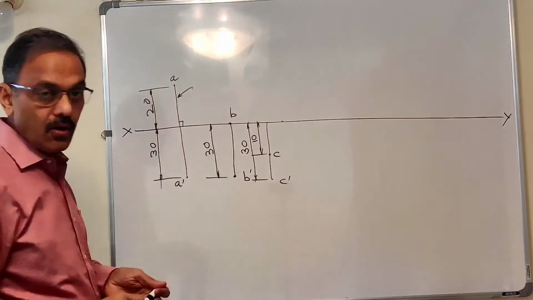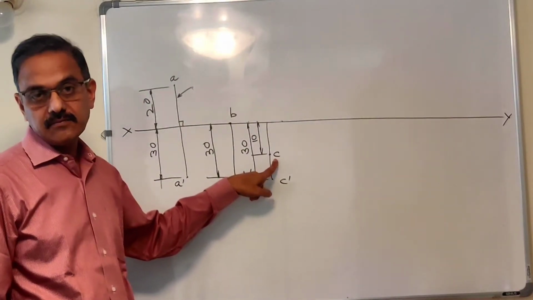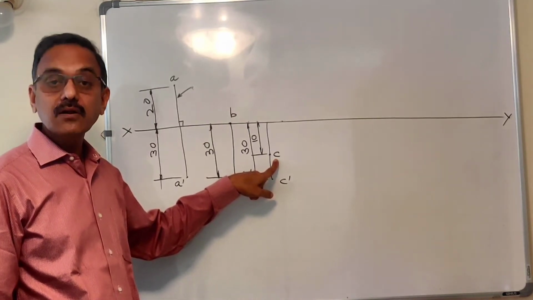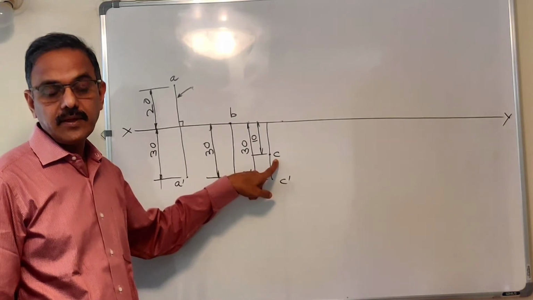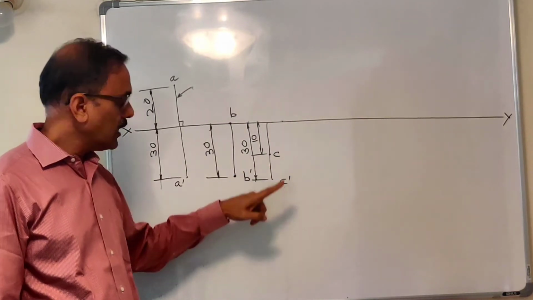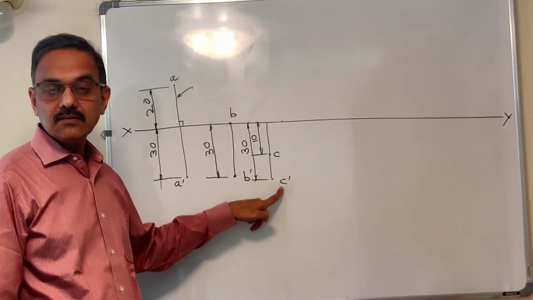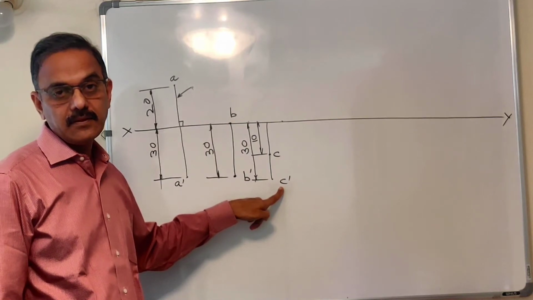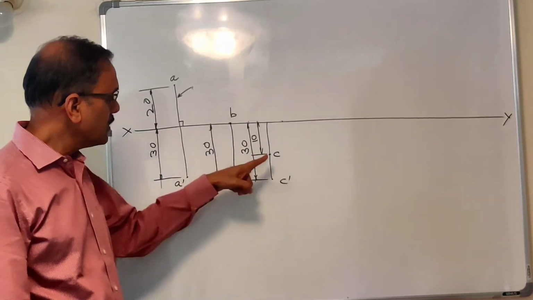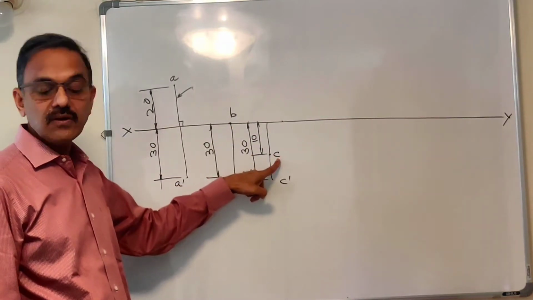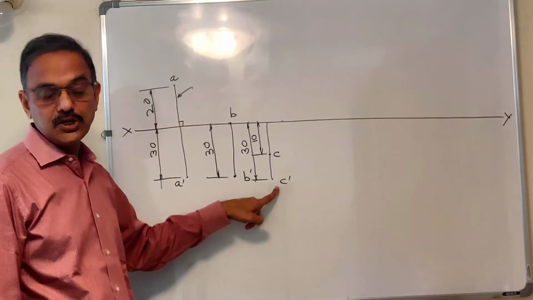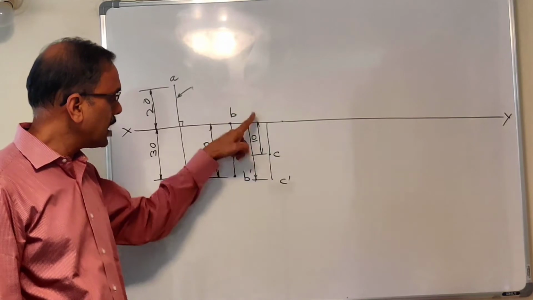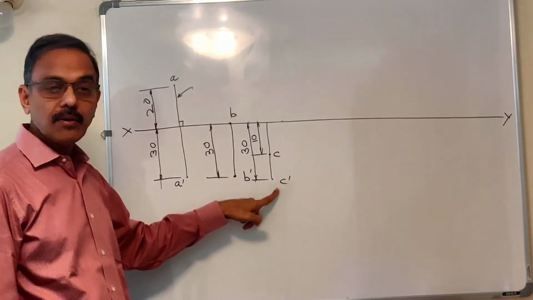So where do you find the top view now? The top view is below XY line. So what should be its position with reference to VP? It should be in front of VP. The point C is in front of VP. And you find the front view below XY, so it should be below HP. So my statement is like this. The point C is 10 mm in front of VP and 30 mm below HP. I repeat again, the point C is 10 mm in front of VP and 30 mm below HP.